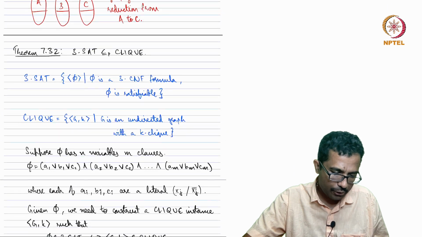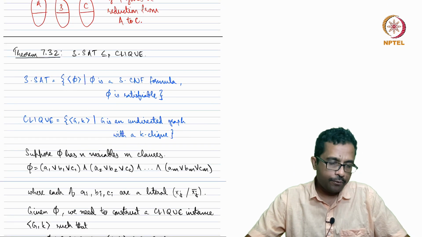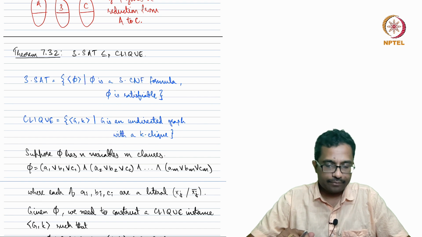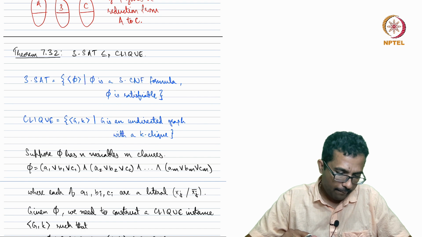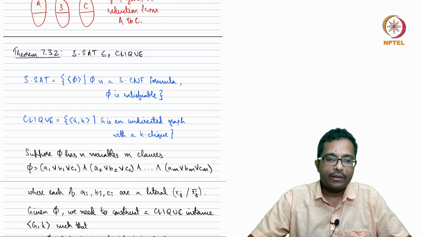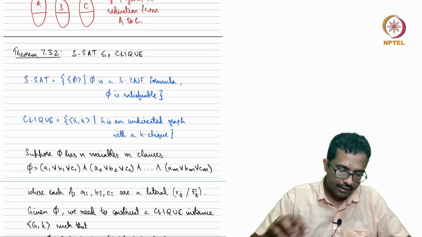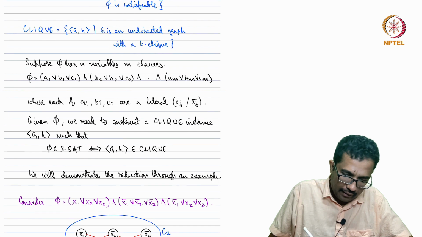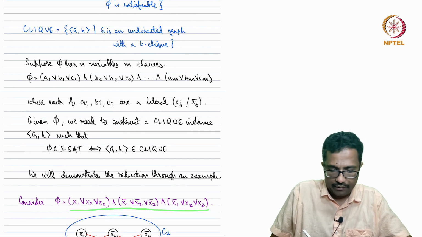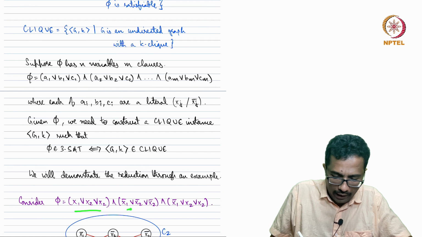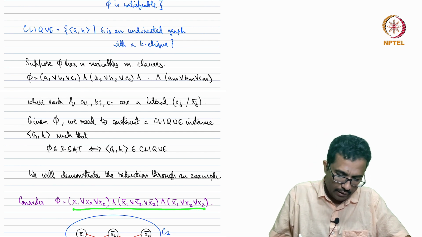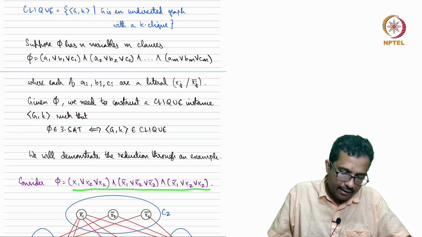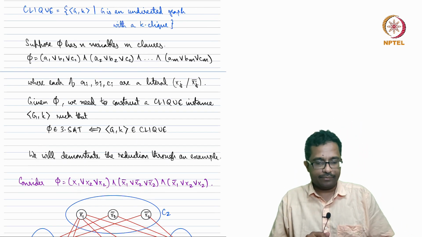So the next thing that I want to show is a proof that 3SAT reduces to clique, right? So 3SAT, we have seen, is the class of all Boolean formulas which are in 3CNF form and are satisfiable, right? So something like this, x1, x2, x3. 3CNF means this: you have an AND of clauses where each clause is an OR of literals, right? So 3SAT means it's a 3CNF formula that is satisfiable.